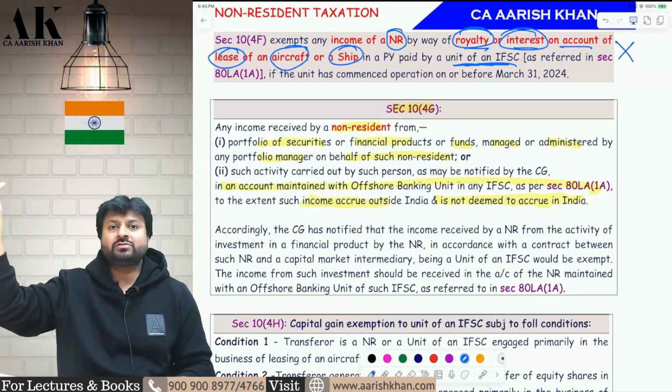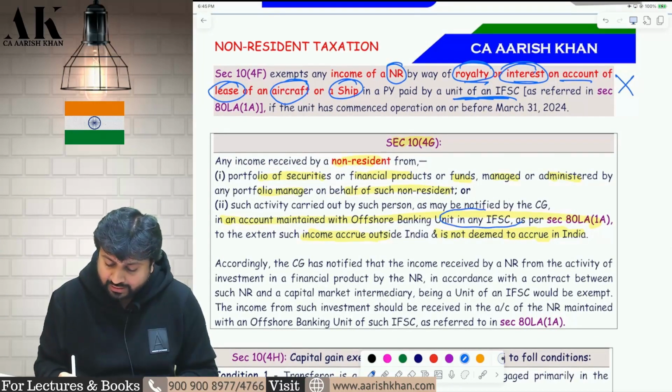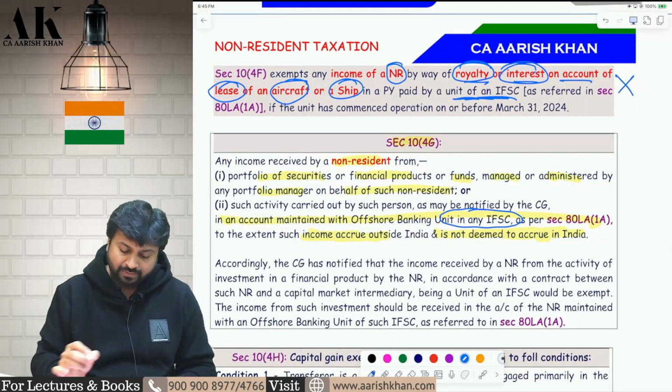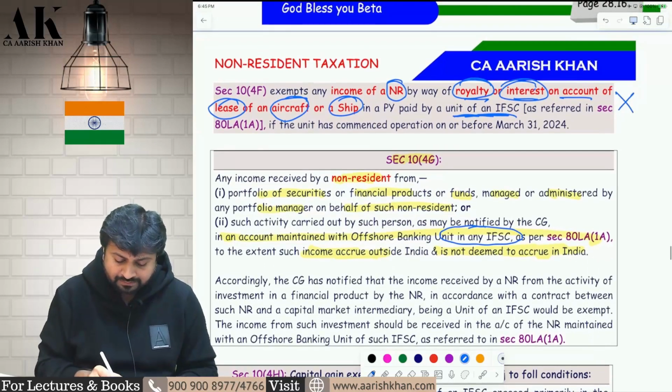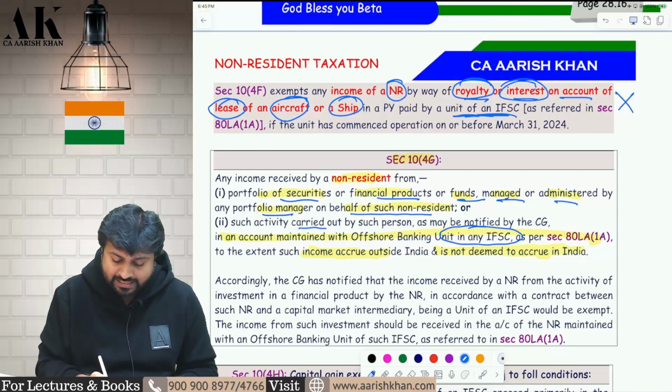So the non-resident is outside India. The manager is in India. Where is the manager? The manager should also be located in where? In the IFSC. Plus one more item the government has added over here. First one was portfolio of security or financial product or funds managed or administered by any portfolio manager on behalf of such non-resident. One more item they have added, such activity as carried out by such person as notified by central government.